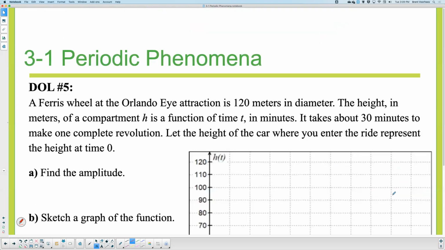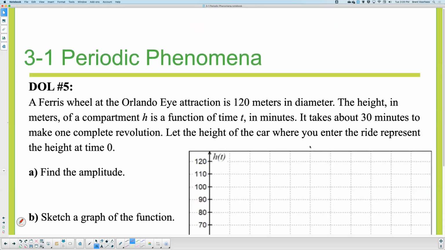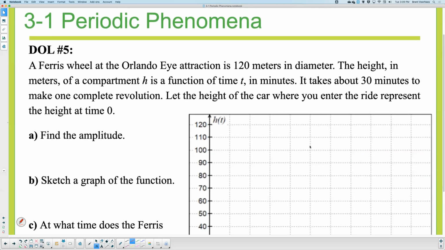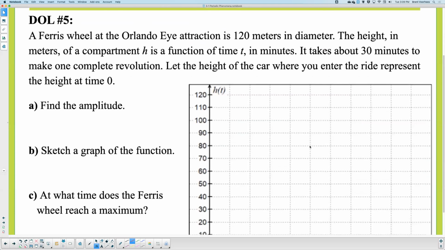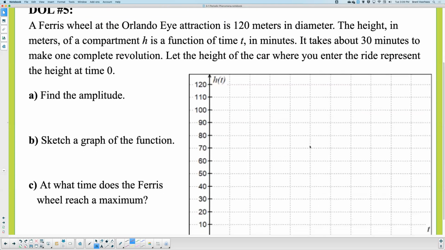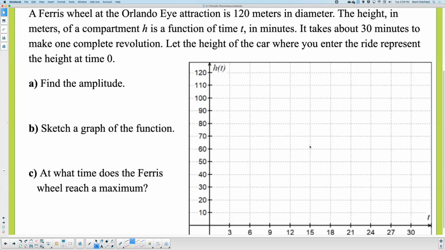Okay, now with that, I'll give you your last one. Here's your last DOL. Go ahead and fill out all this information on the Ferris wheel. Remember, a revolution is the same thing as a rotation, which is the same thing as a cycle.